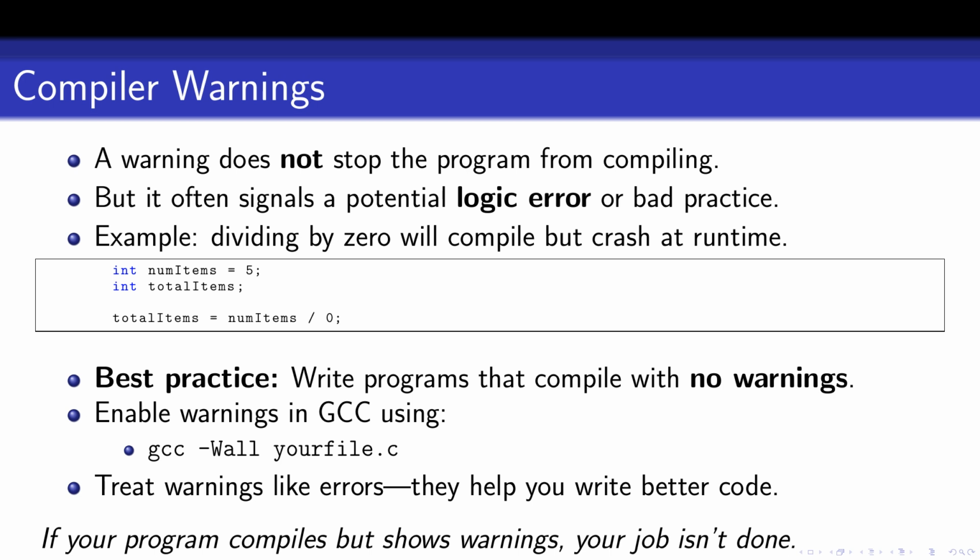Many programmers even configure their compilers to show more warnings using flags like -Wall in GCC, which helps catch subtle bugs early. Treat warnings as a favor from your compiler. It's trying to help you catch problems before they become real bugs. Writing warning-free code leads to more robust, maintainable programs.